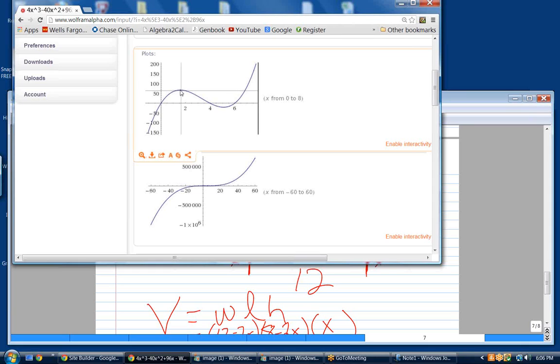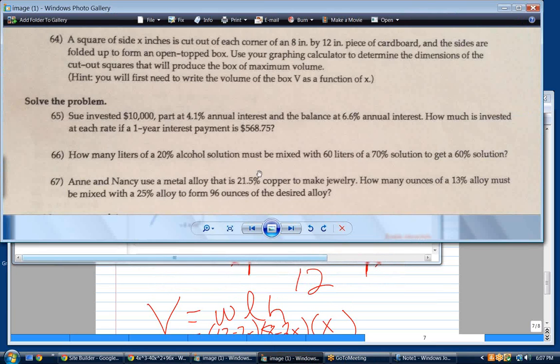You know how to do that? Yeah. Okay. As long as you know how to do it and you're comfortable with doing it, you don't need to do it now. But it looks like the x value is about 1.8 or something. Remember, the question was they want the x value. So you would find that. Determine the dimensions of the cutout squares that will produce a box of maximum volume.